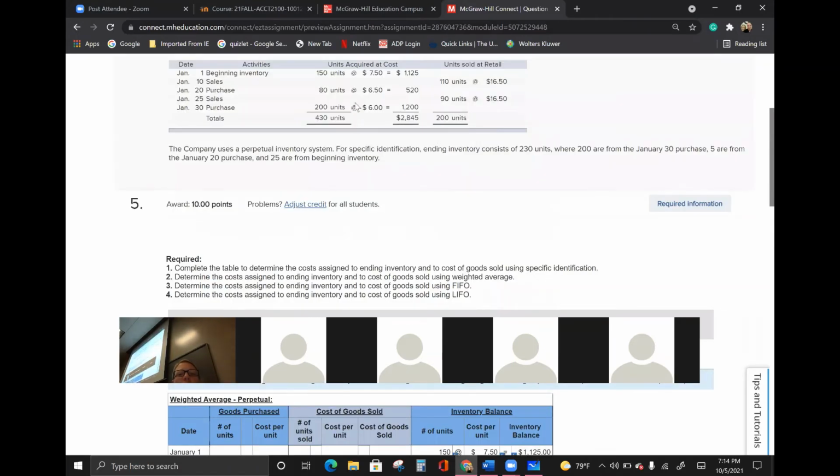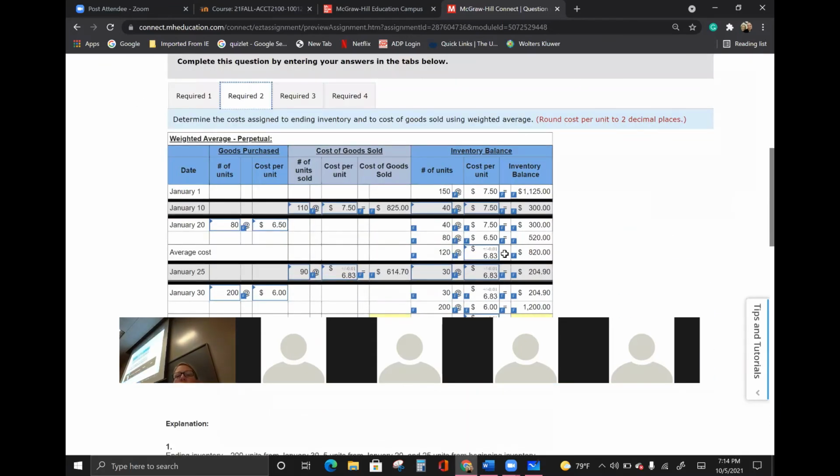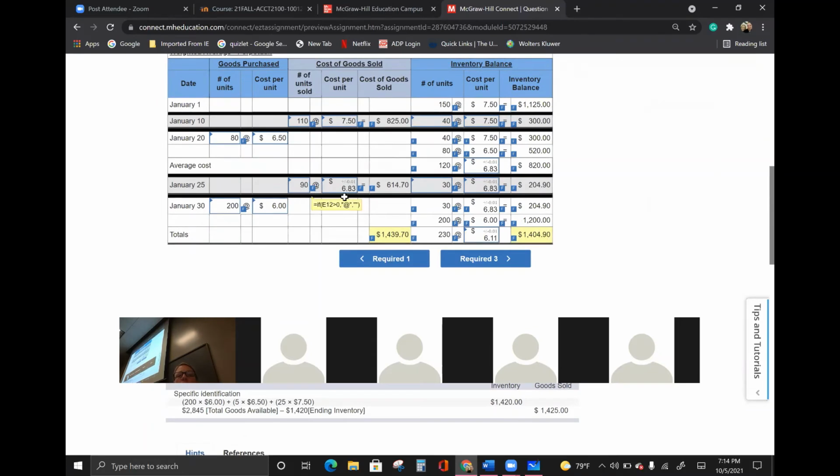On our chart, it tells us we sell 90 units. So I just calculated out what I had available, what I had left from the beginning, what I just bought, and I calculated to get a new average. So when I sell these 90, I'm not using the 750 or the 650 for the average cost. I'm using my new average. My new average is $6.83. Okay. So here I have 90 times 683 to get the 614.70. That's my cost of goods sold.